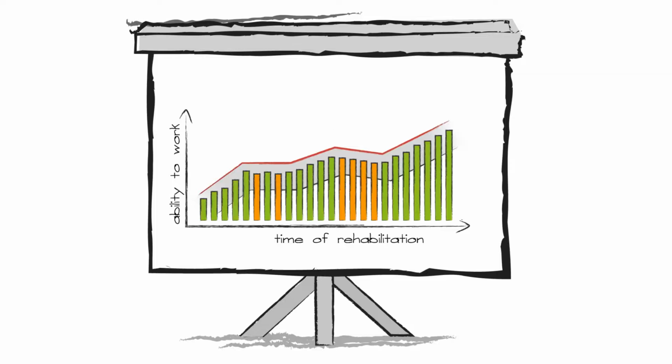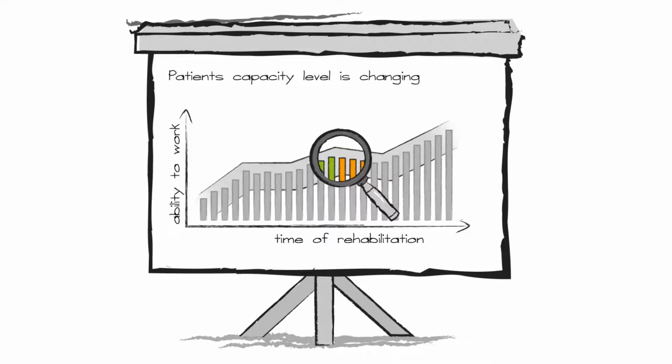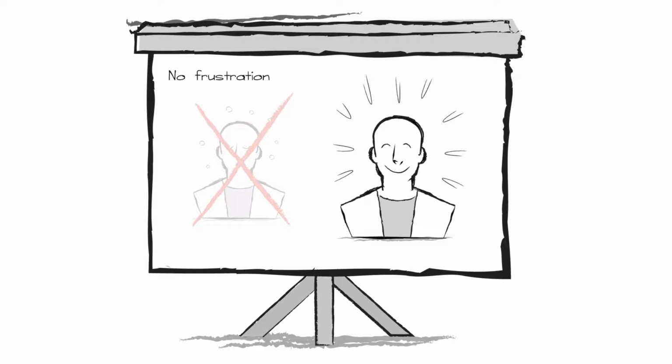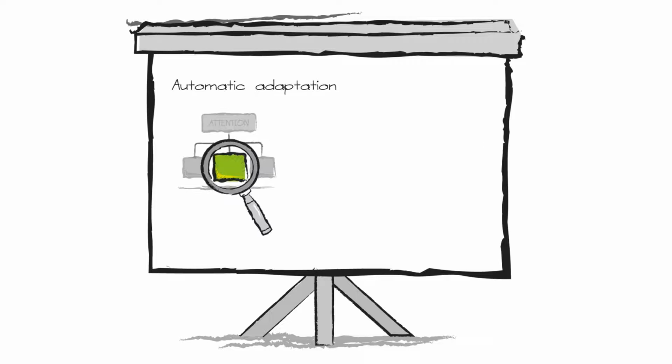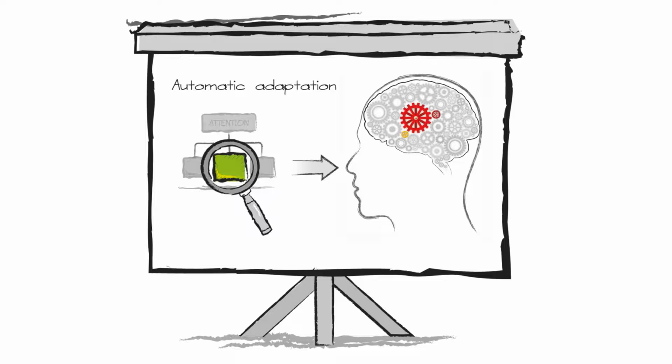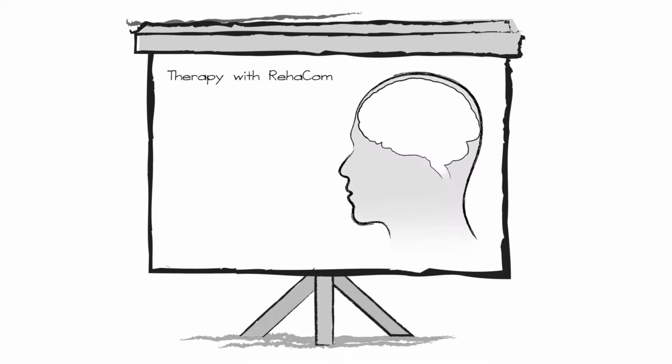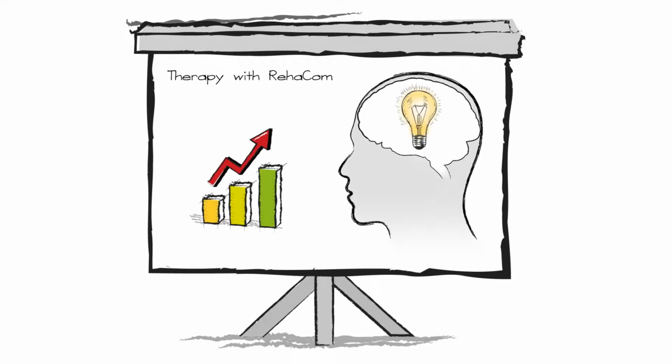The adaptation works downwards too, because the level of capacity of a patient always changes. This way, frustration during therapy is prevented. By automatic adaptation, each RehaCom therapy module reaches optimal results in neuroplasticity. The success of therapy is maximized.